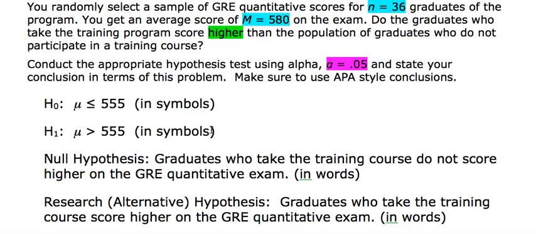All right, so in symbols, what we're testing here is that our graduates scored higher. So usually I start with the alternative hypothesis because it's easier, because it's in the question. So our alternative hypothesis is that mu is greater than 555. Remember, mu is equal to 555. And that helps us with the null hypothesis because it's everything else, right? So the null hypothesis, or H0, is mu less than or equal to 555. So this is what it would look like in symbols.